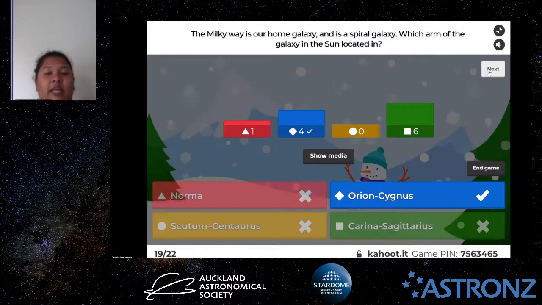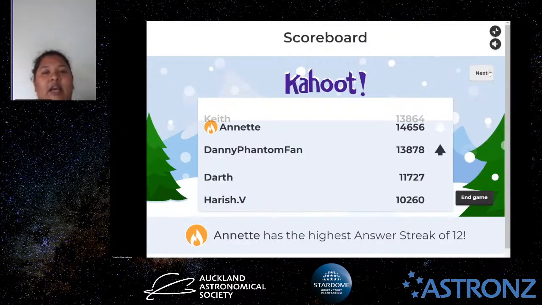Great job if you did click Orion Cygnus. It's kind of in that Orion spur, so it's sort of off a little bit from there. But that is where our sun and our solar system is located in this giant home galaxy of ours. Let's see how we're going.